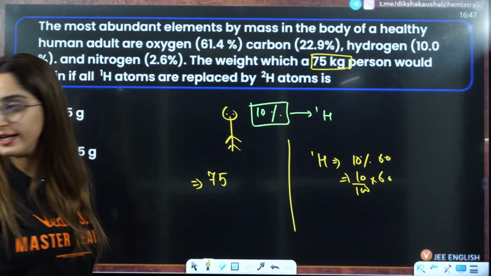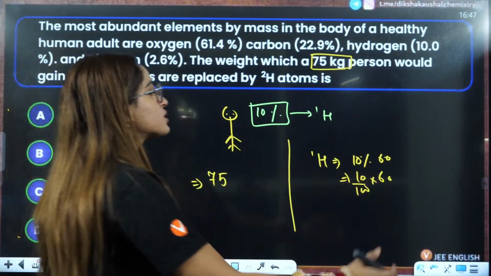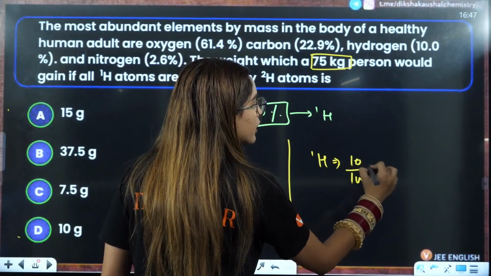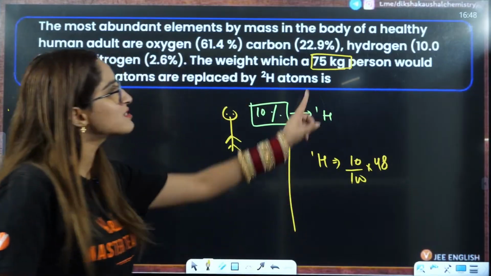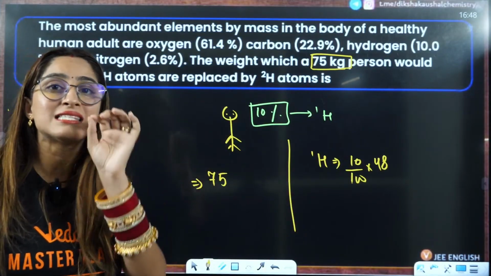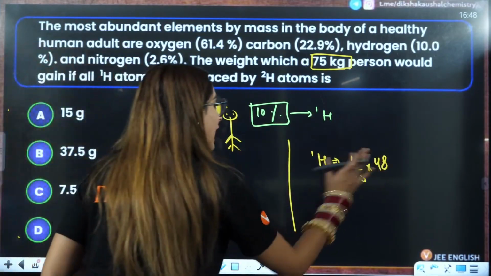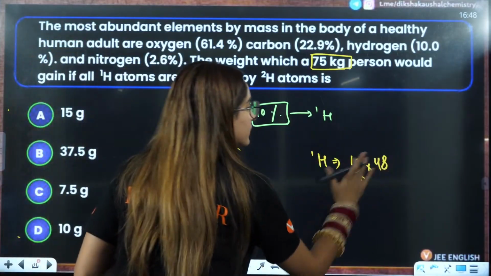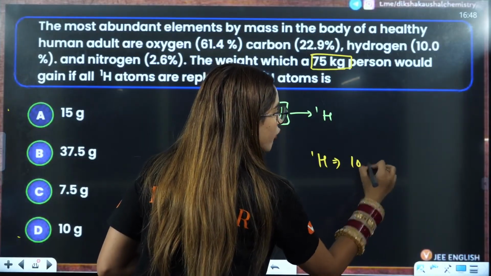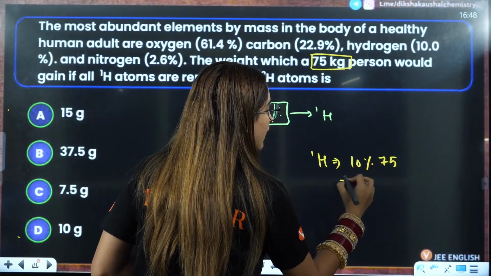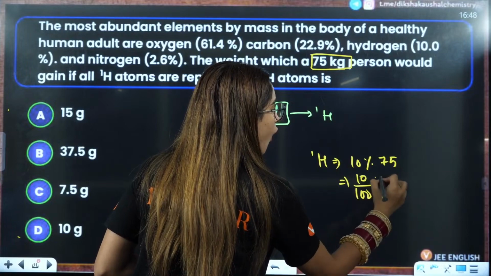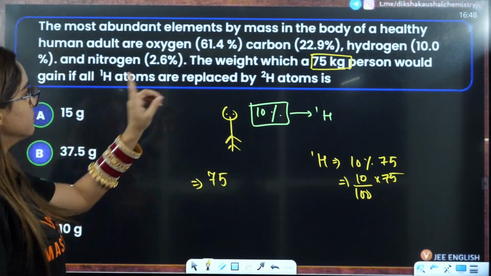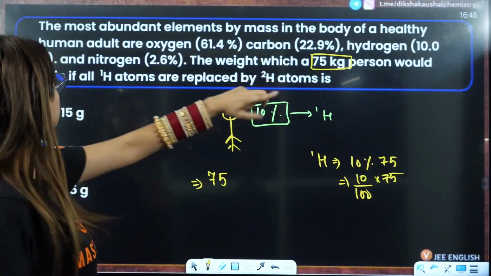So, what's your weight? Whatever is your weight. Let's say someone has 48 weight. Then that will be 10 by 100 into 48. Now, this person they are talking about has 75 kilograms of weight. That means the hydrogen 1 isotope present is 10% of 75. That is 10 by 100 of 75, right? Now, they are saying the weight of this person would gain.